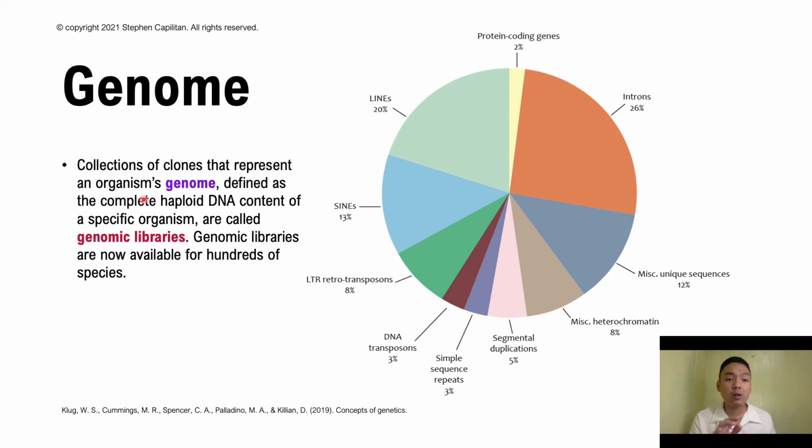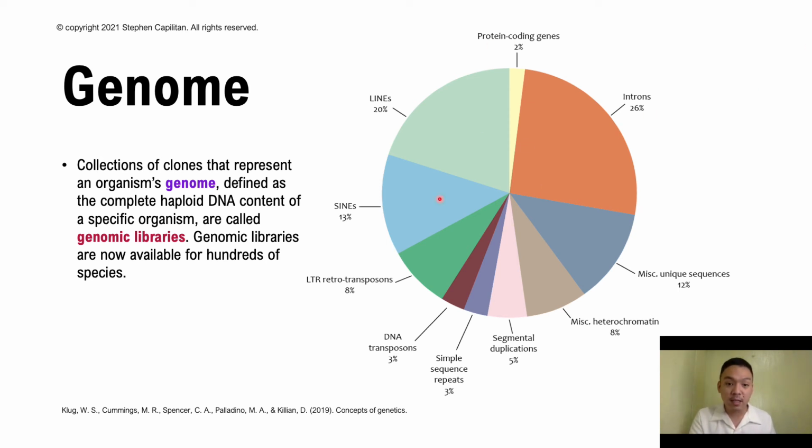Your genome, you often hear of the Human Genome Project, is a collection of clones that represent the organism's genome, which is defined as the complete haploid DNA content of a certain organism. They're also called genomic libraries, and genomic libraries are now available for hundreds of species. You can check out the NHS National Genetics and Genomics Education Centre, and also the NCBI. You can check the entire genome using GenBank.